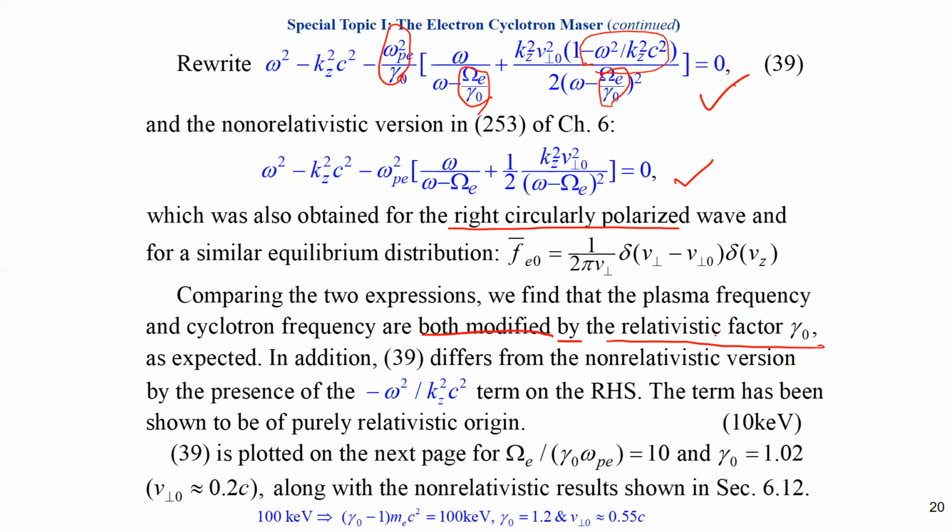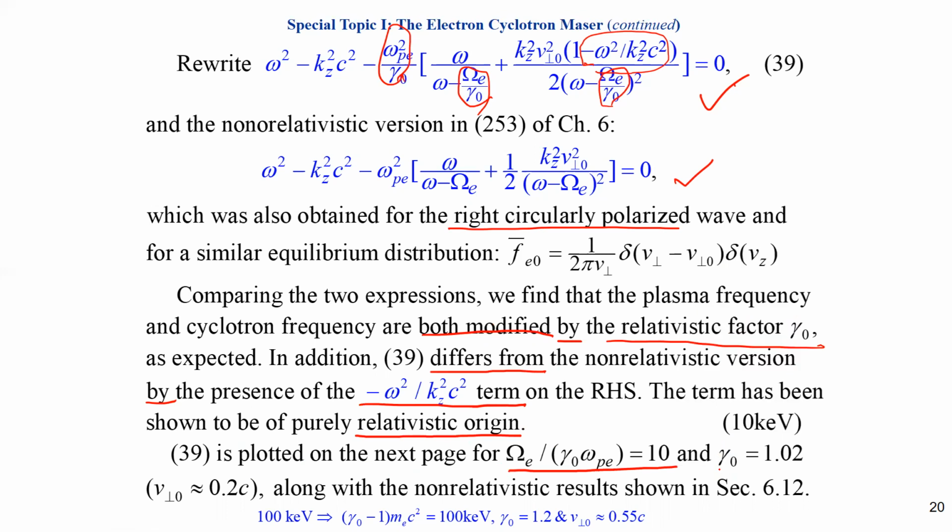By the relativistic factor as expected. In addition, equation 39 differs from the non-relativistic version by the presence of these extra terms here. This term has been shown to be of purely relativistic origin. 这个纯粹是来自于狭义相对论的。Equation 39 is plotted on the next page for this case.